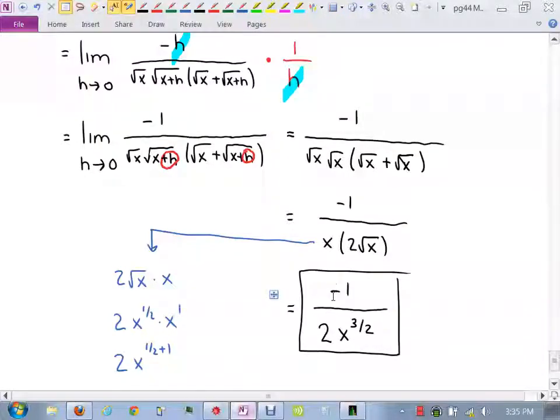Now, on a test, if you got to this, you'd get a lot of the credit here. But I'd smile when I see that, and I'd be like, okay.